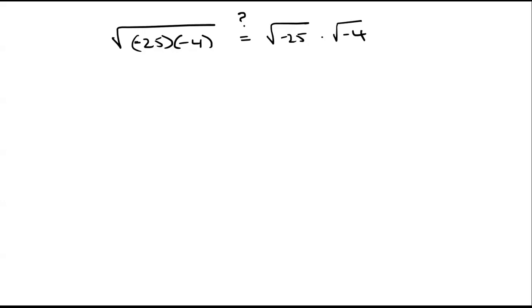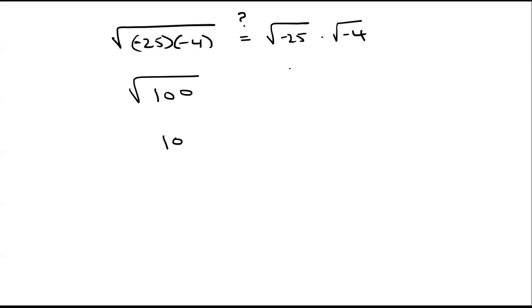So again, we want to determine whether this statement is true or false. Are these equal, yes or no? If we look on the left side here, we have square root of negative 25 times negative 4. If we multiply those together, we're going to get 100, right? Negative times a negative is a positive, and 25 times 4 is 100. So we have the square root of 100 here, and the square root of 100 is going to give us 10. So on the left side, we get 10.